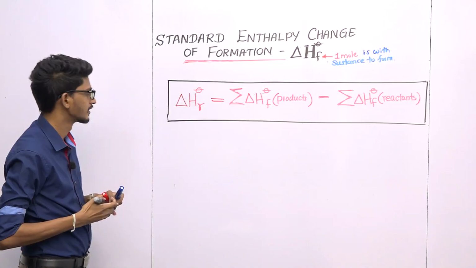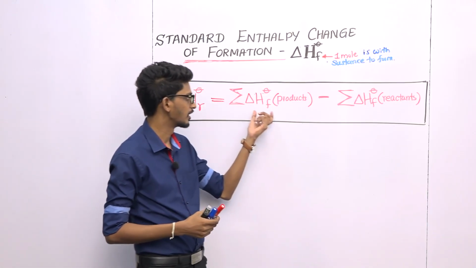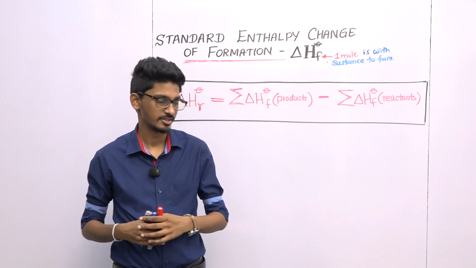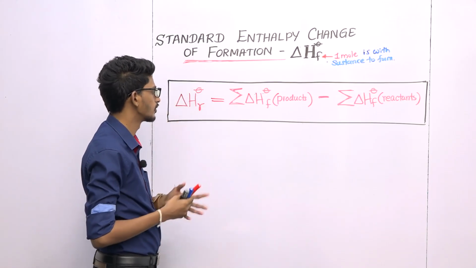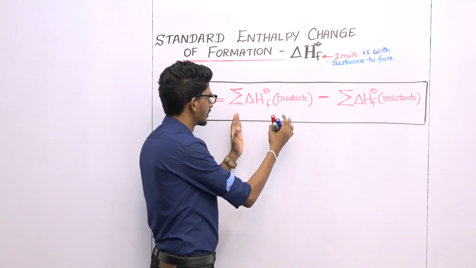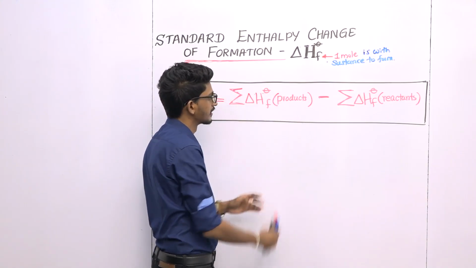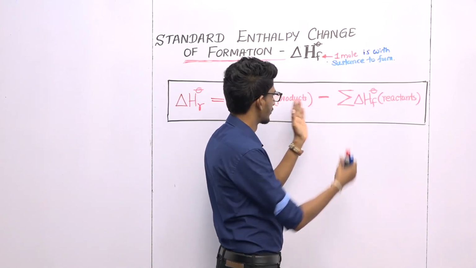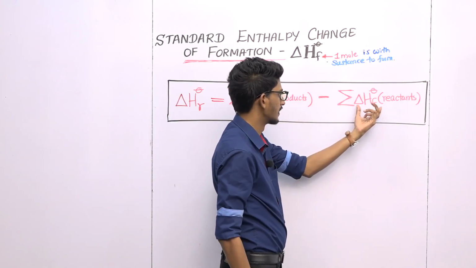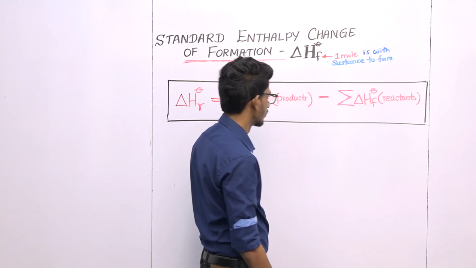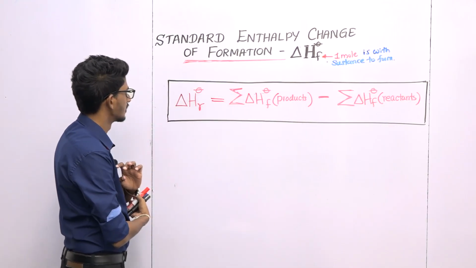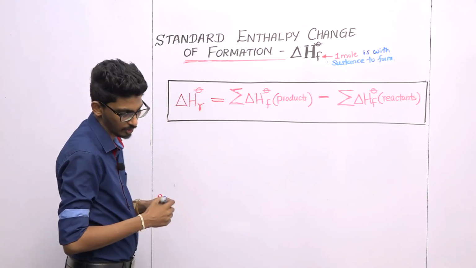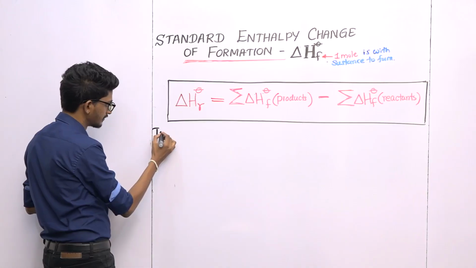What you need to do is, first you need to know the delta H naught F values of all the reactants and the products, all the components of the reaction. Then you take the summation of delta H naught F values of products, and from that you subtract the delta H naught F values of reactants. With this equation, you can come up with delta H naught R of any given reaction.